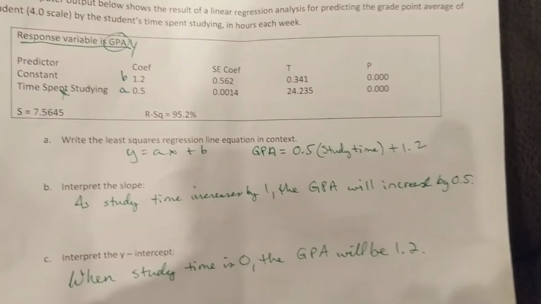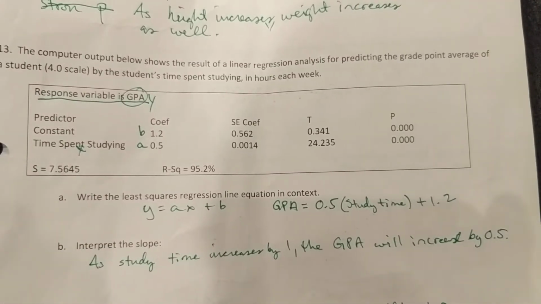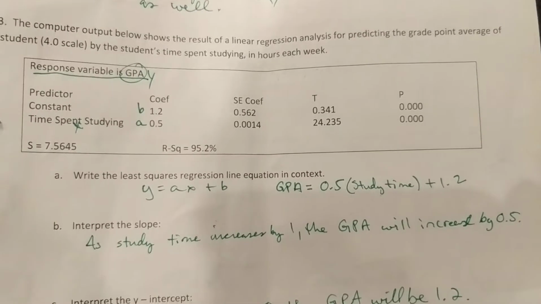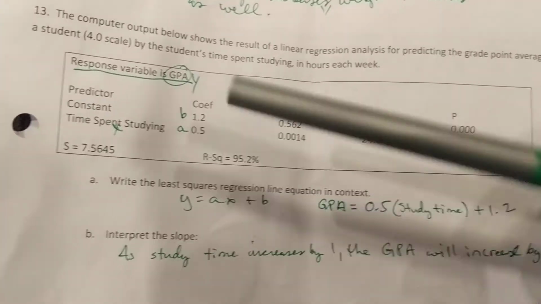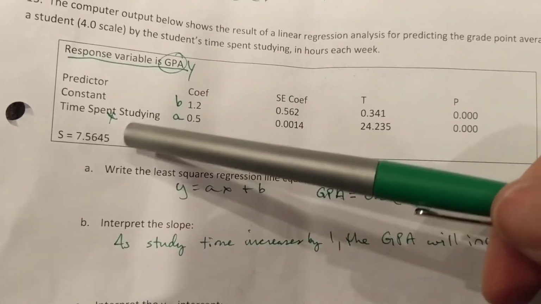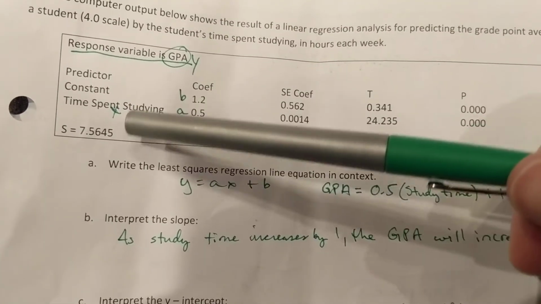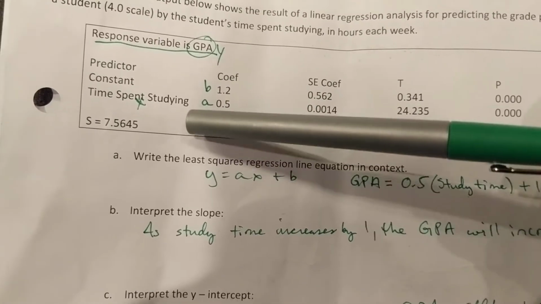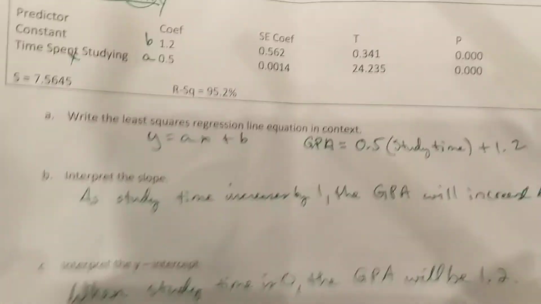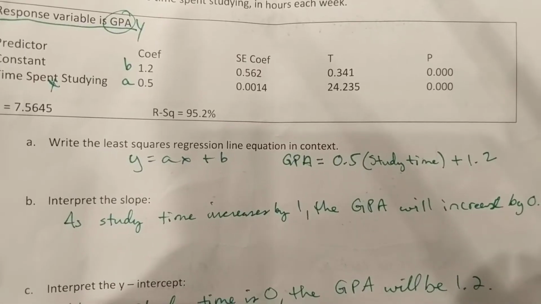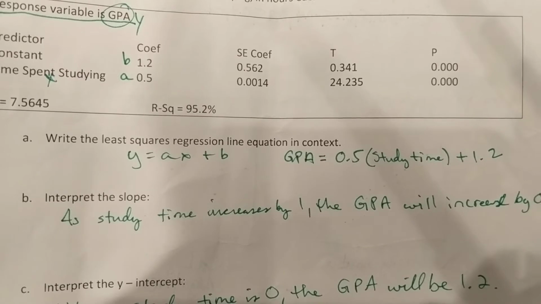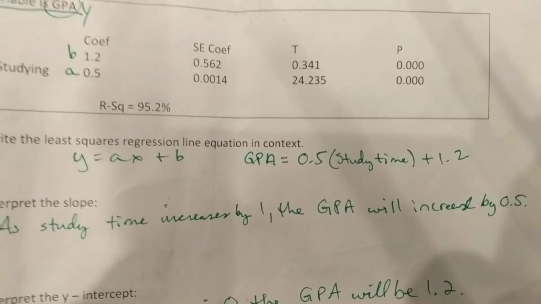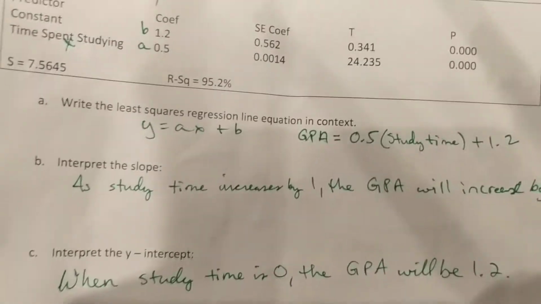Number 13 is wanting you to use this computer output to determine the least square regression line equation and interpret slope and y-intercept. If you look right here where it says response variable is GPA, that's your y. Remember, response variable is y. The constant is going to be your b, and time spent studying is going to be your explanatory variable, your x, and then the a is the coefficient of the x. So it'll be GPA, that's your y, for y equals ax plus b. GPA is y equals a is 0.5, x, remember, is time spent studying, so I just put study time, plus b, 1.2. The other three columns, these don't even matter.